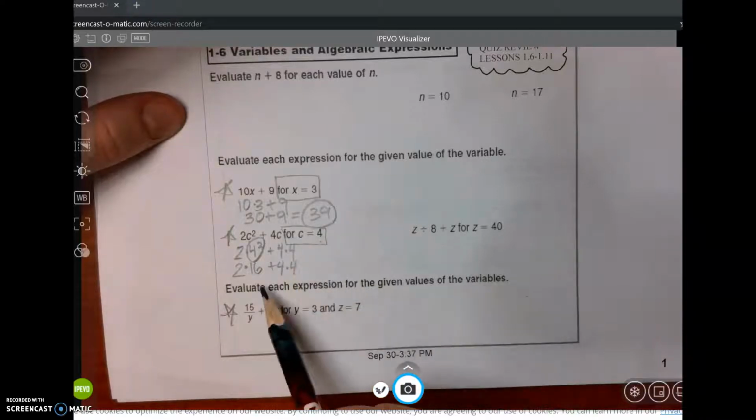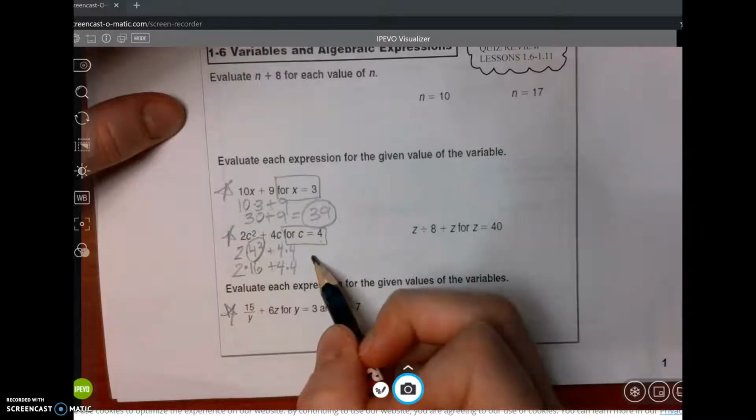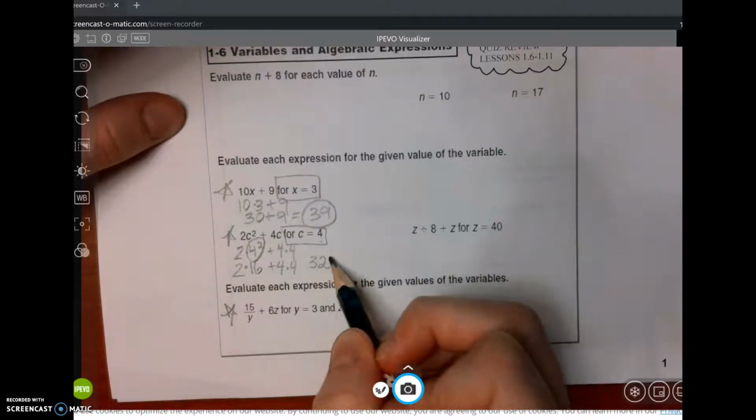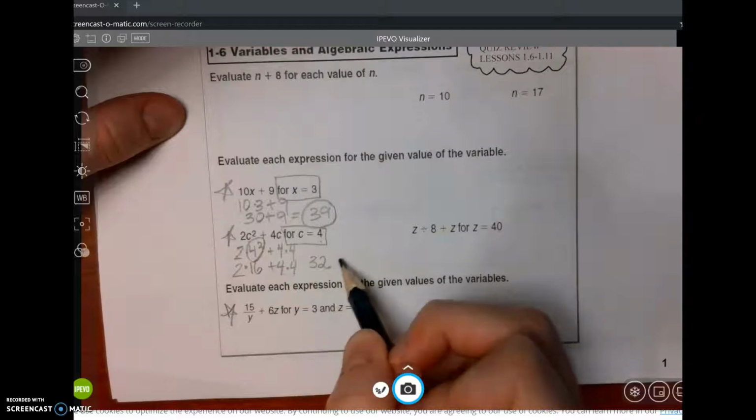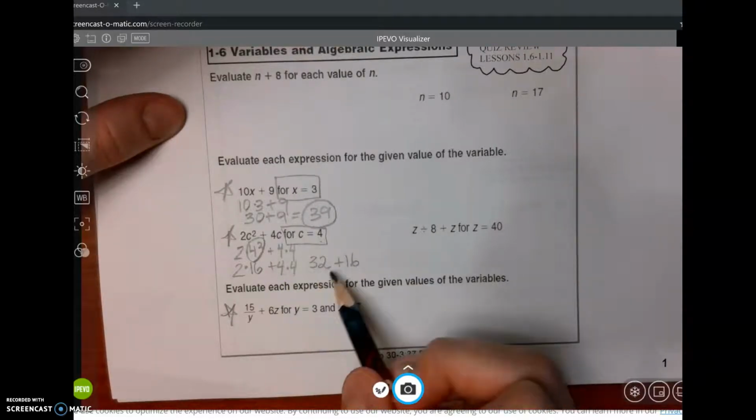Then, after that, you should multiply before you add. So 2 times 16 is 32. And 4 times 4 is 16. So then my last step is to add these two together, and I would get 48.